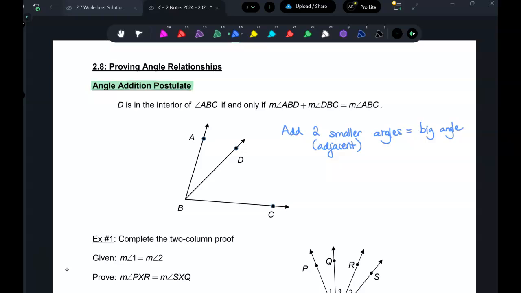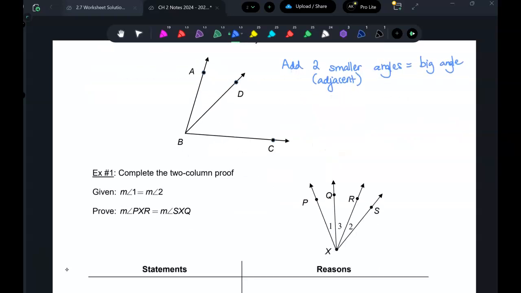Okay, kind of like what did we say yesterday? We had two small segments, right? So AB plus BC equals AC. They have to be adjacent, just like the two segments when we did segment addition. They also had to be next to each other. Okay. Good.